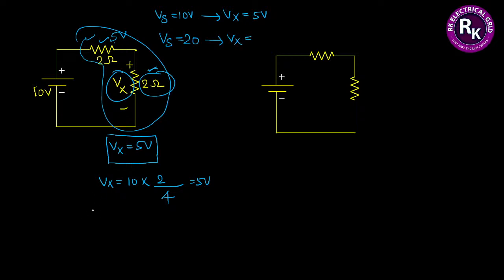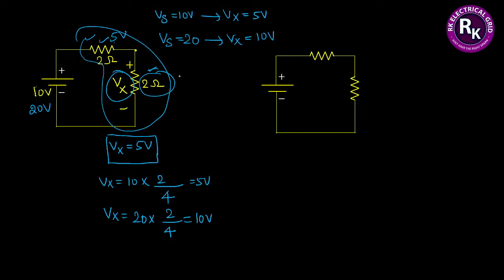Again apply the voltage division rule. When the supply voltage becomes 20, the value of Vx will become 20 volts into the 2 ohm resistor divided by the total resistance. I hope it will be 10 volts. Yes sir, it will be 10 volts.